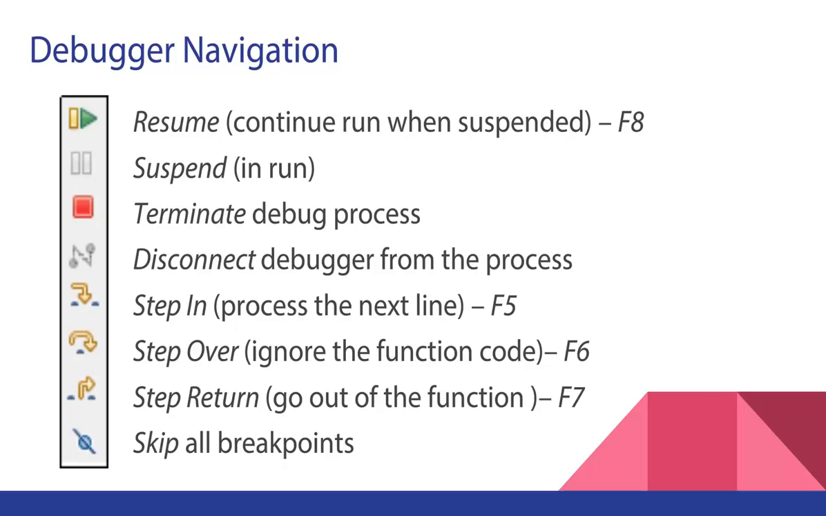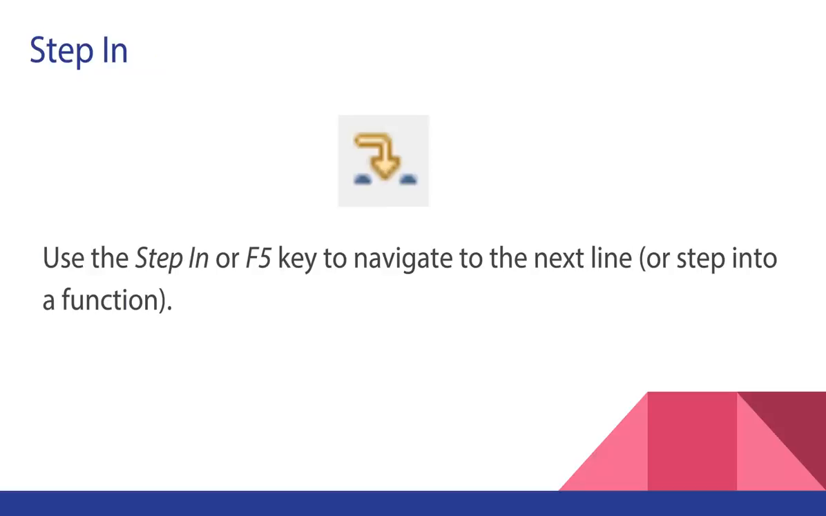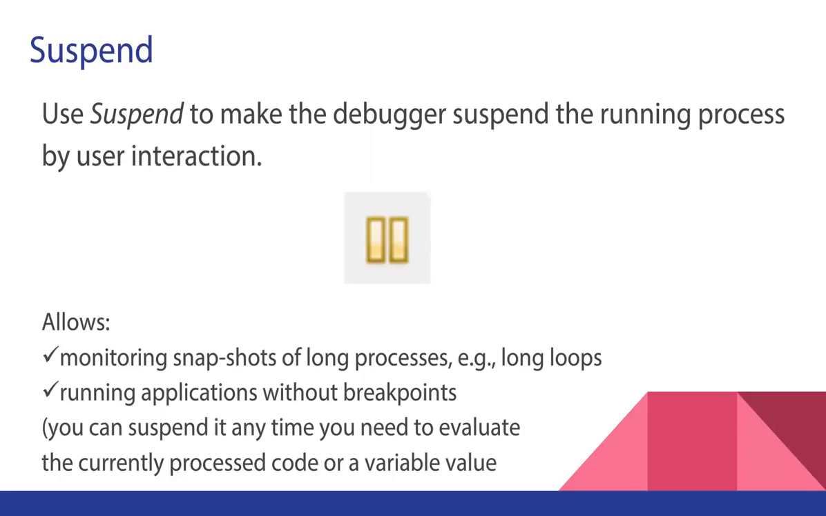When debugging your programs, you can navigate through the process by the corresponding toolbar buttons or certain functional buttons. Navigation buttons are disabled when the server waits for a client-side interaction like input or prompt. Use Step Enter or F5 to move to the next line. Use Suspend to hold off the debugging procedure and enable user interaction.